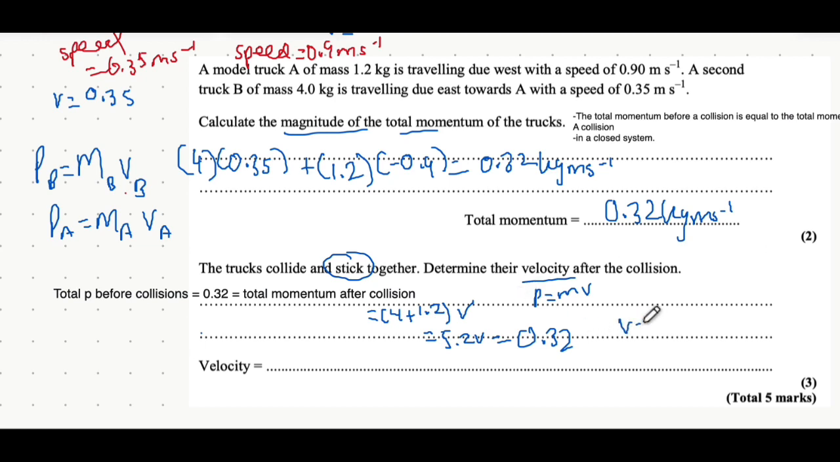So your next step of working out would be V equals 0.32 divided by 5.2, and that's 0.062 meters per second. That's your final answer here. Hopefully that makes sense on how you can use conservation of momentum in calculations.